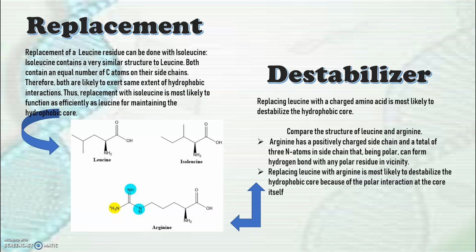And as for a destabilizer, replacing leucine with a charged amino acid is most likely to destabilize the hydrophobic core. When you compare the structures to the left, the isoleucine and arginine, arginine has a positively charged side chain and a total of 3 N atoms in the side chain that, being polar, can form hydrogen bonds with any polar residue in the vicinity. Replacing leucine with arginine is most likely to destabilize the hydrophobic core because of the polar interaction at the core itself.